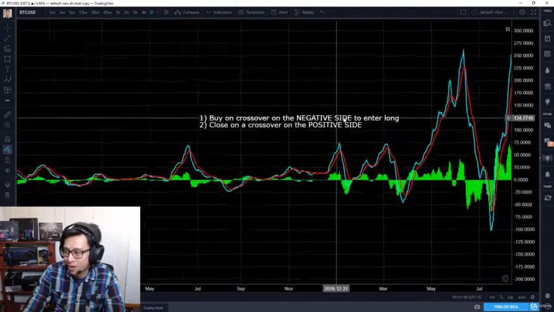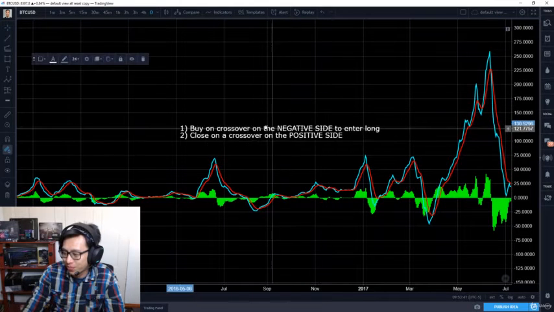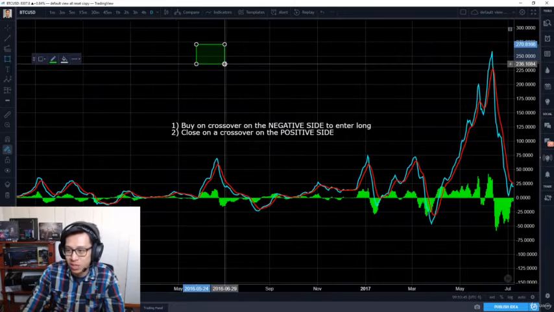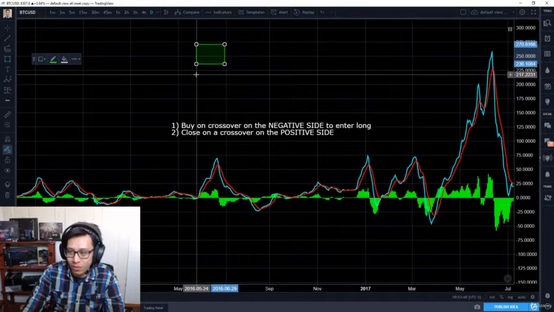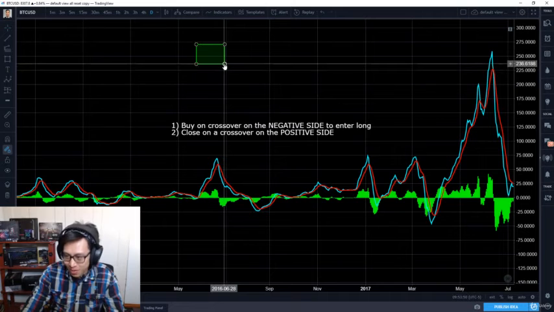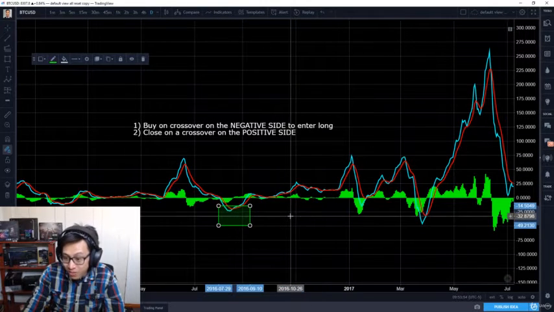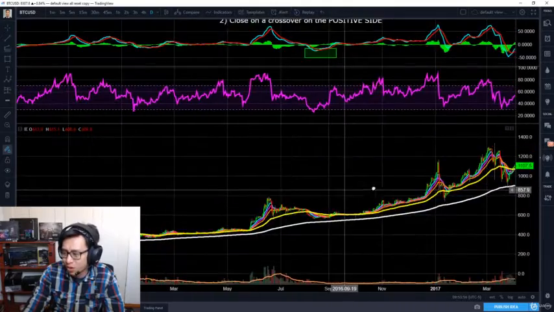I gotta get this lower. All right, there we go. So let's just say you're on the green box, we'll say green is for buy, okay, and the red will be for sell, okay. So let's just say you bought right here when it's on the negative side. Okay, we're just gonna start at a random place.